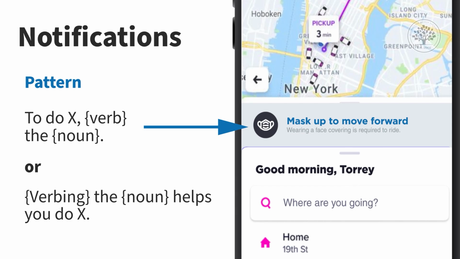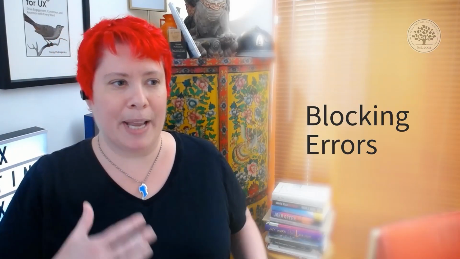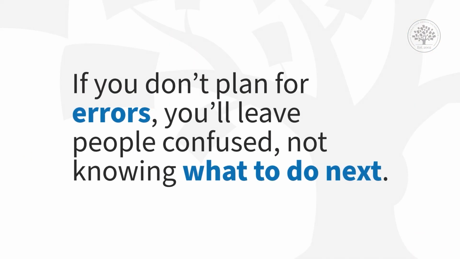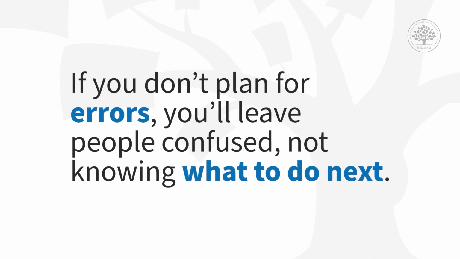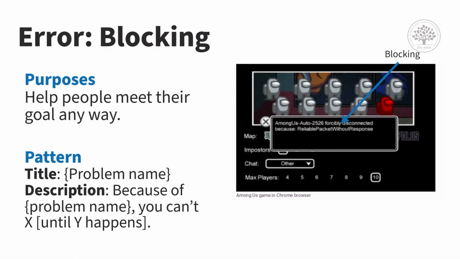And so this is the last pattern I'm going to show you in this brief set. When you have a blocking error, right? So we have errors in all of our experiences because sometimes things just fail. And if we don't plan for that, then we leave people sort of hanging there, not knowing what to do next. We need to increase their confidence. We need to be a good host of their experience within the experience. And what we can do with these error messages is to help people meet their goal anyway.